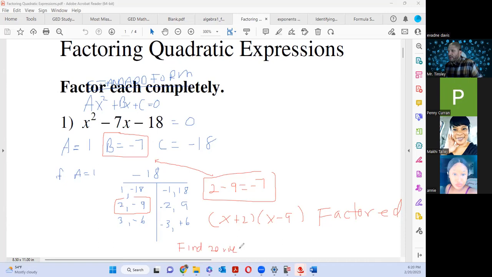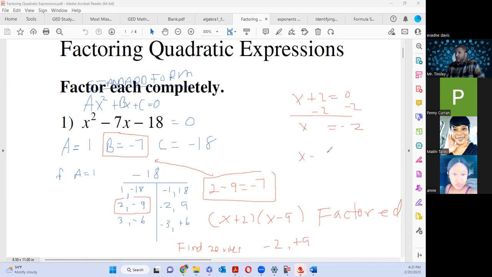What that means is, what values of x would make this 0. If you look at this first, x plus 2, what's the opposite of plus 2? -2. What's the opposite of minus 9? Positive 9. Why? x plus 2 equals 0. In order to get x by itself, we subtract 2 from both sides. x equals -2.